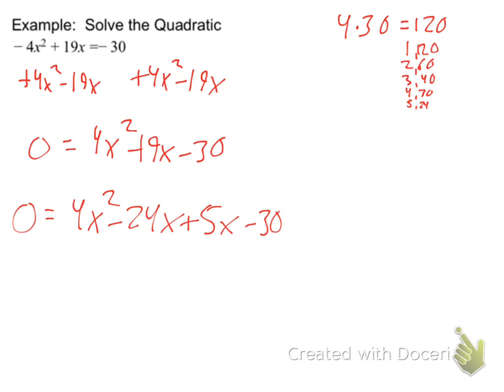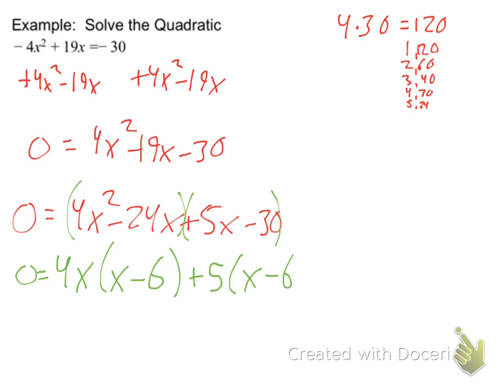And now you can factor it. 4 terms. First 2, last 2. What can I take out of the first group? 4x. What's left? x minus 6. What would I take out of the second group? A positive 5. x minus 6. So 0 equals x minus 6 times the other factor.